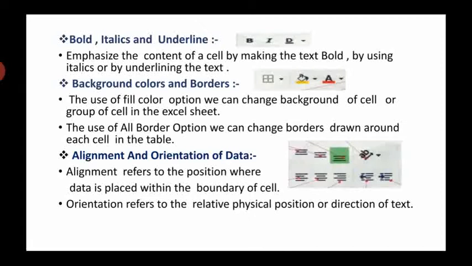Now orientation. Orientation refers to the relative physical position or direction of text. By default, orientation is horizontal. To change orientation, first select the cell or cells and then click orientation in the alignment group. In this way we can change the orientation.